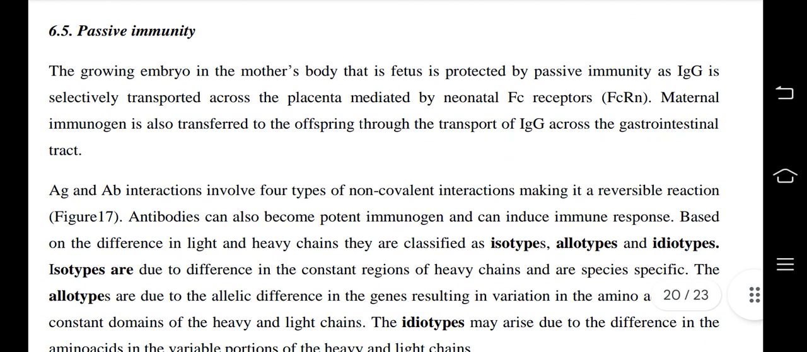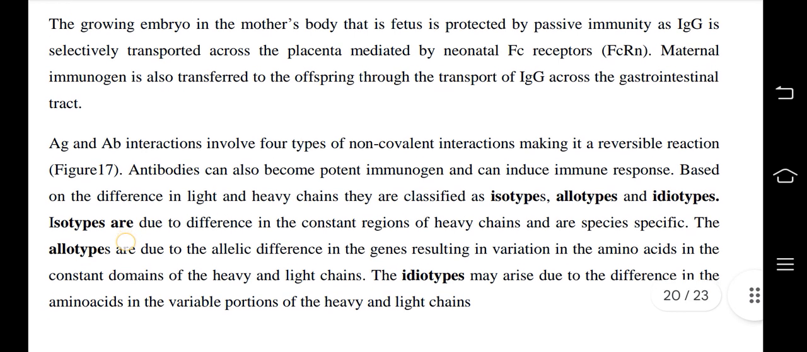And passive immunity. The growing embryo in the mother's body, that is the fetus, is protected by passive immunity by IgG, which is selectively transported across the placenta, mediated by neonatal Fc receptors, FcRn. Maternal immunogen is also transferred to the offspring through the transport of IgG across the gastrointestinal tract.